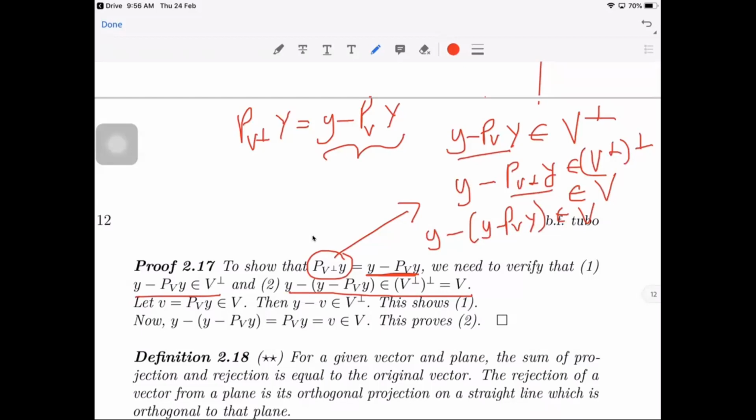So obviously, the projection of y onto V is an element of V. So y minus an element of V is in V perp by definition of projection. So this shows 1. And this one, after simplification, gives you the projection of y onto V, which is an element of V. So, done. Very easy.